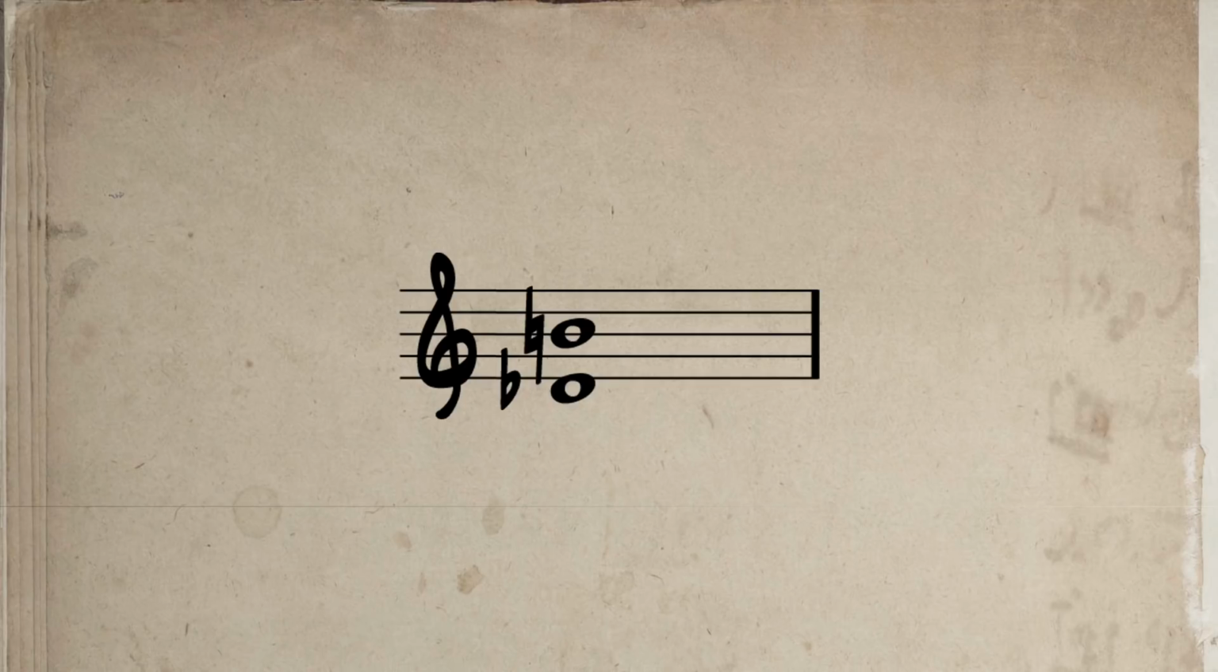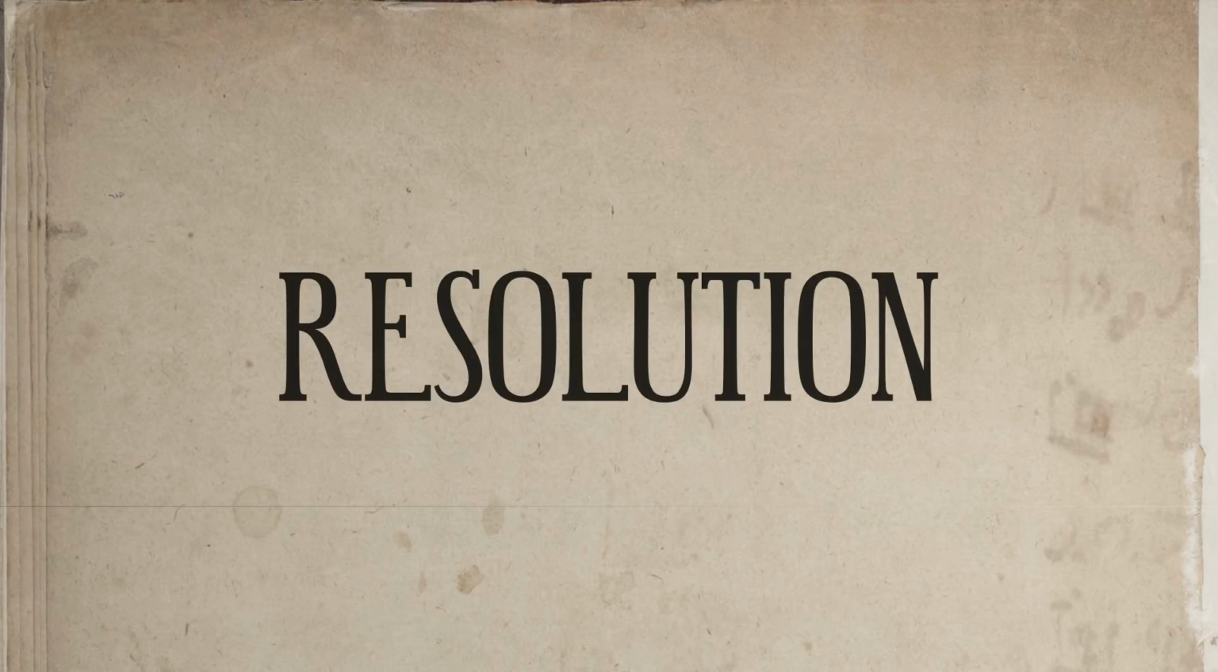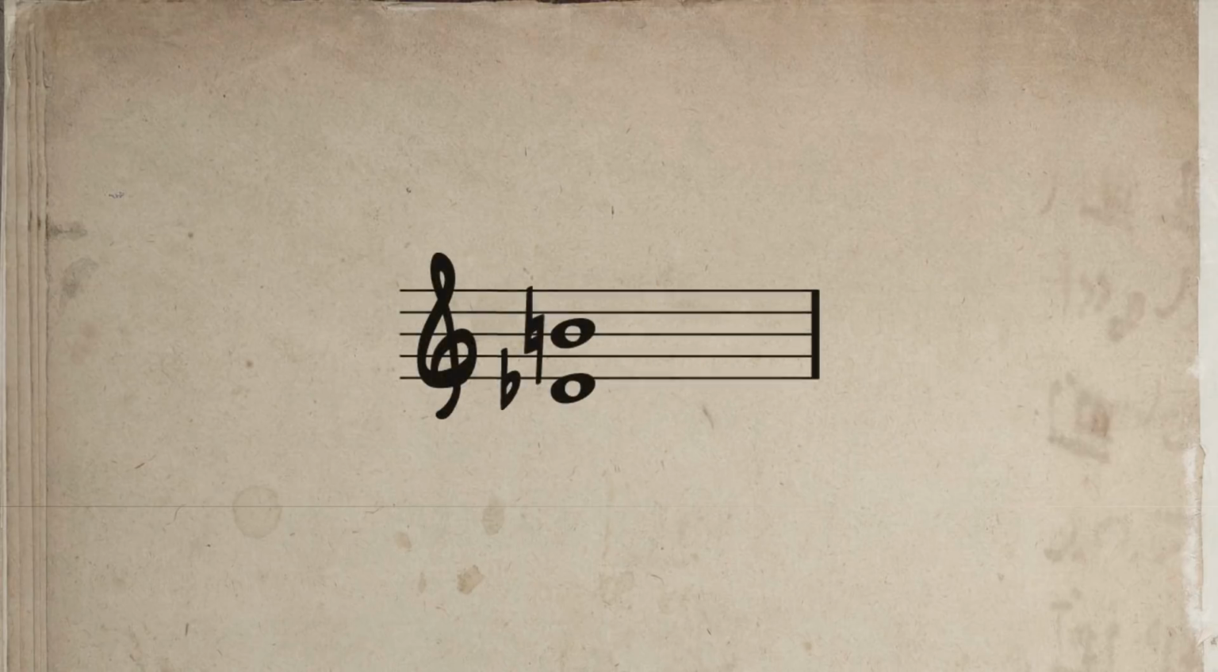In terms of resolution, the augmented sixth resolves both tones to an octave by lowering the bass tone and raising the augmented sixth. In the case of this augmented sixth, D flat would be lowered to C and B would be raised to C, thus forming an octave of C.